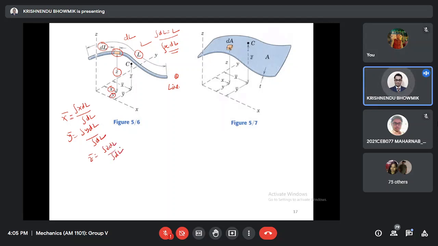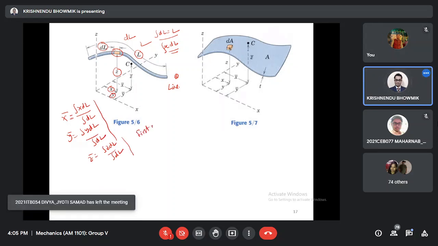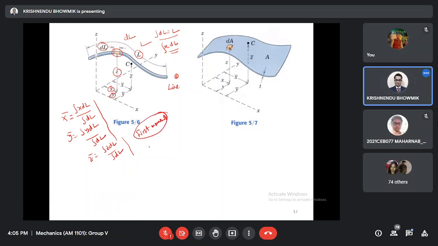You have to be careful. We are utilizing the first moment principle. First moment means one type: dl multiplied by x, we call first moment. If it is second moment, x squared multiplied by dl, that will go to the area moment of inertia. We'll talk later, okay? Not now. This is the first moment. Now it is surface.